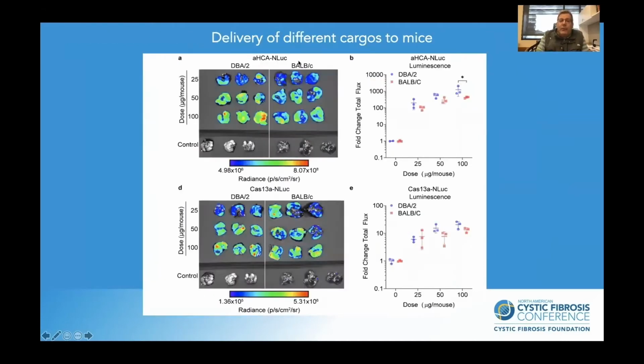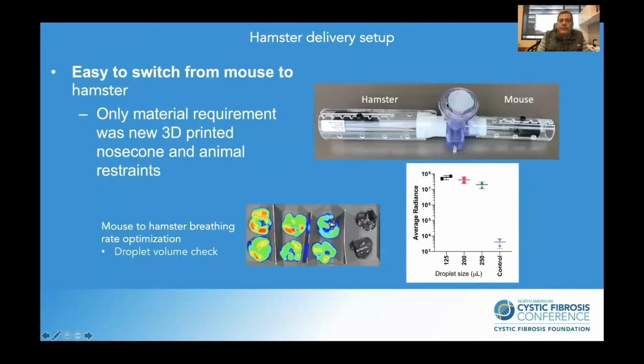We then went ahead and delivered a number of different cargoes with this. We delivered antibody-based cargoes, and we delivered Cas13, and we have NanoLuc-based reporters for both a full-length IgG and also for Cas13. We were able to get dose responses in both BALB/c and DBA mice, and 76 performed quite well even at fairly low doses in both of these strains. We do get slightly better delivery in the DBAs.